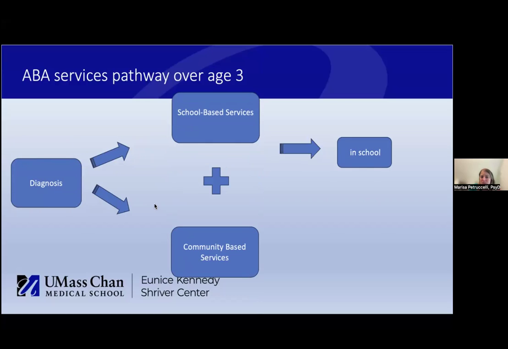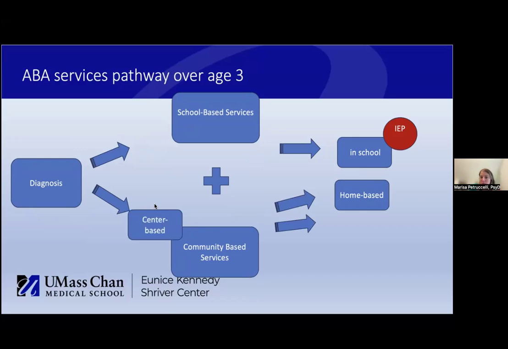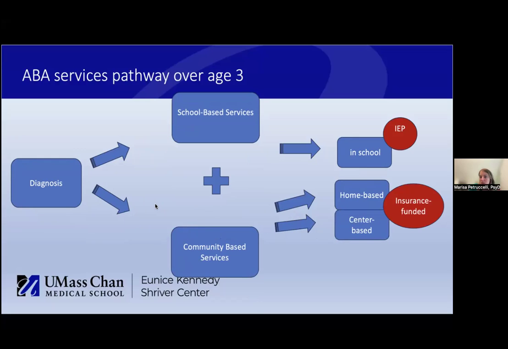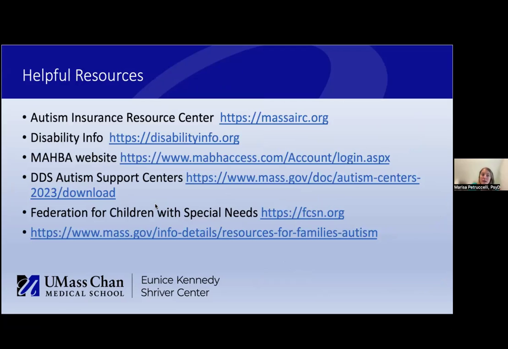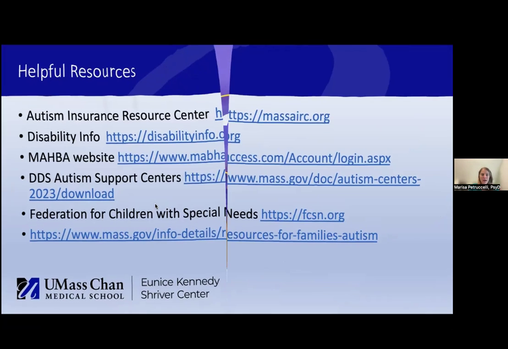In terms of school-based services, you have in-school services that are provided through an individualized education plan. Community-based services, there might be home-based supports, center-based supports that are typically insurance funded. And the last pathway is home community services through the autism waiver, through the Department of Developmental Services for those families who might qualify. And then if you're not already aware, some really great resources within our state. And that is all I have.